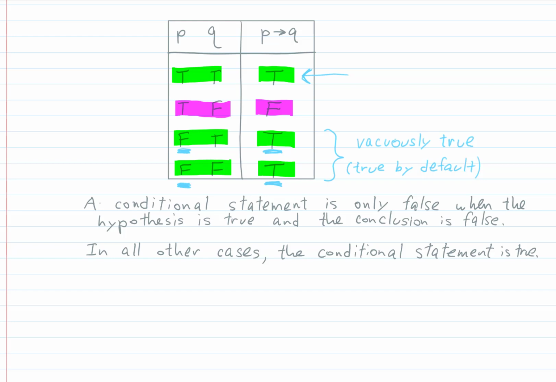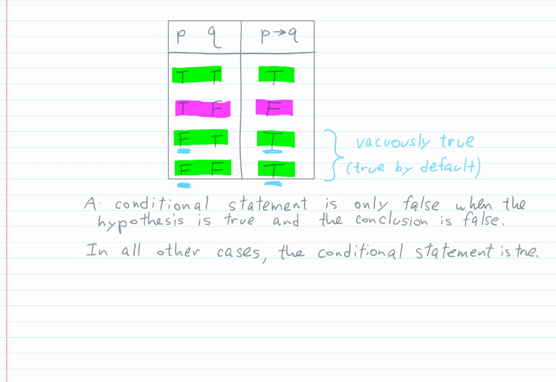I mean, true is true. There's no such thing as kind of true or more true than another true, which is less true. I mean, that doesn't exist, okay? True is true. And those two truths that we find in row 3 and 4 are just as strong as the true that we find in row 1. But just so that you know, because you will see these words sometimes, that's what we call vacuously true.